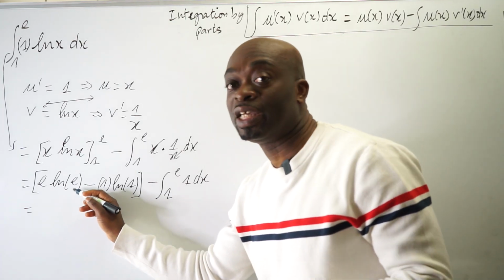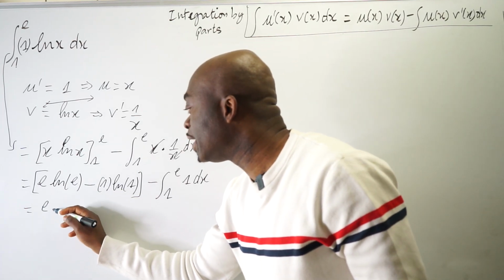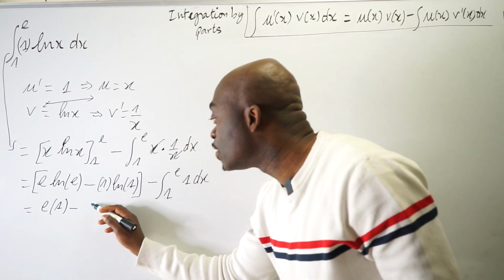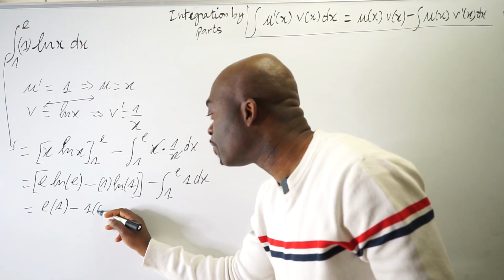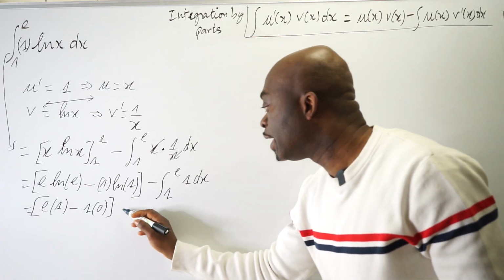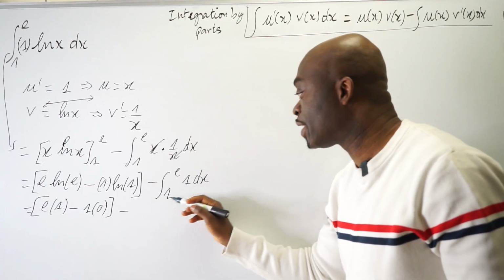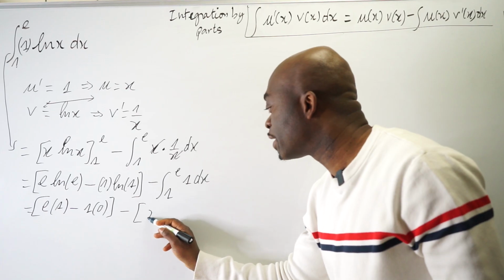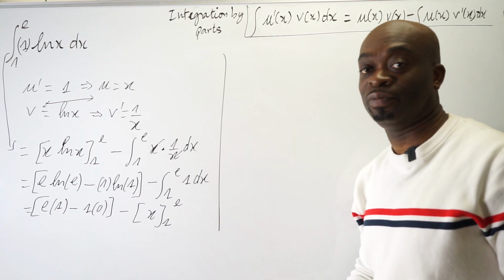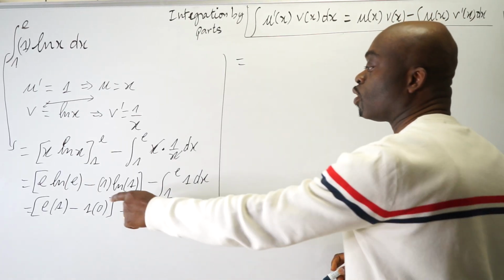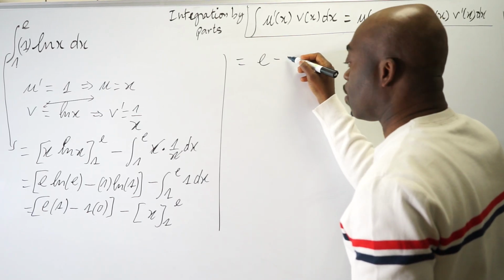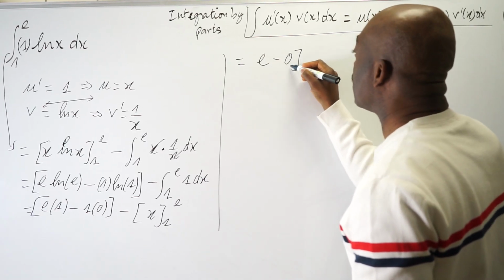So what is ln of e? It's 1, so you multiply e by 1, minus what is ln of 1? It's 0, so you multiply 1 by 0 from the first bracket. Then minus the integral of 1, which is x, so it's just x from 1 to e. That is equal to e times 1, which is e, minus 0, since 1 times 0 is 0.